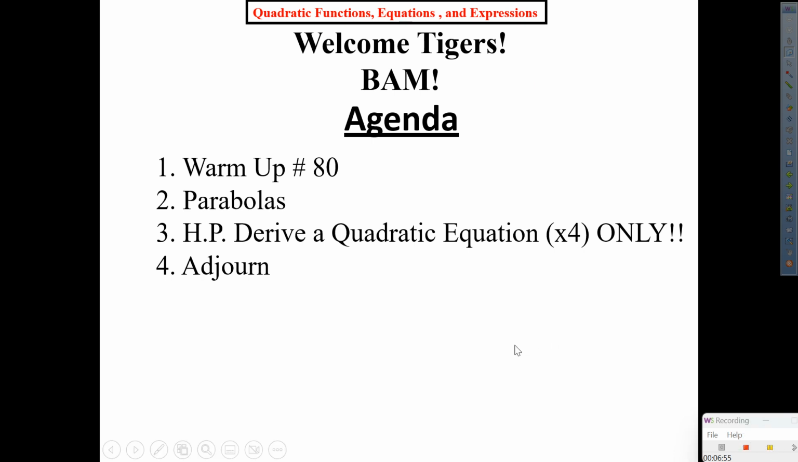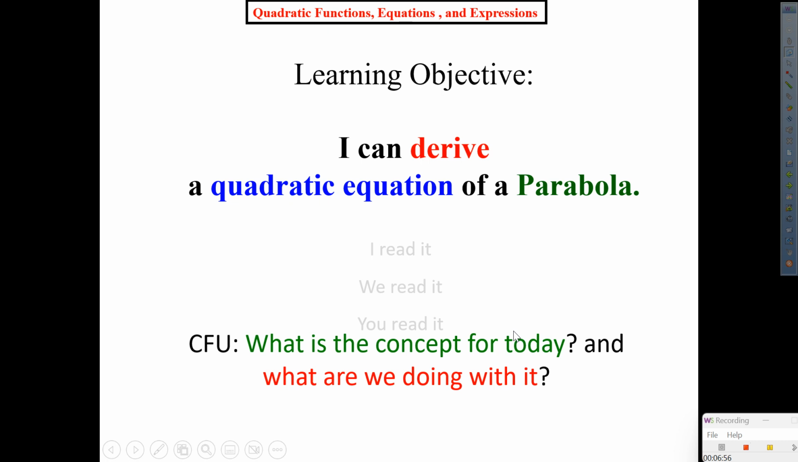All right, here we go. Our objective for today: I can derive a quadratic equation of a parabola. So far we know what quadratic equations are.